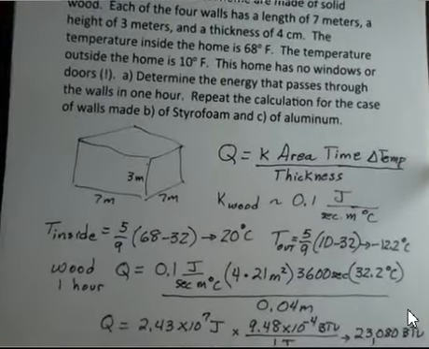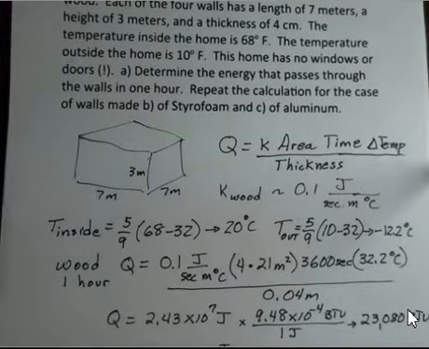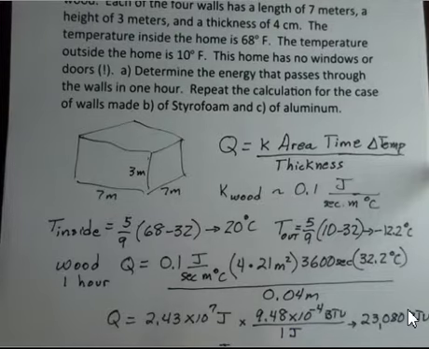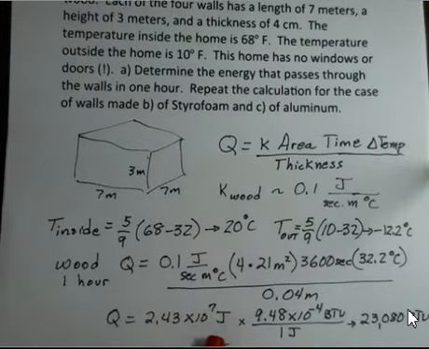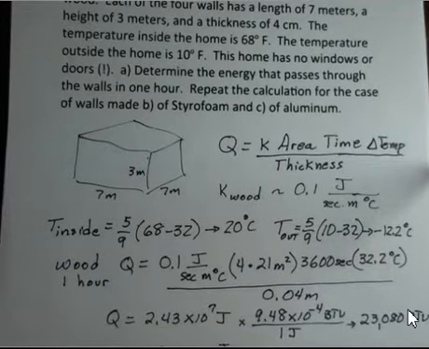Welcome back. And what I found is that the Q, the energy passing through these 4 walls in 1 hour, is 2.43 times 10 to the 7th joules. And just for interest, I wanted to convert that into BTUs. And this is for 1 hour. 9.48 times 10 to the minus 4 BTUs is 1 joule. So I get about 23,000 BTUs. About 23,000 BTUs is the energy passing through the 4 walls.